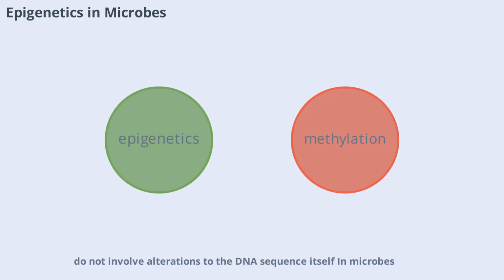In microbes, epigenetic mechanisms include DNA methylation and modification of proteins associated with DNA. These changes can affect how genes are turned on or off, influencing microbial behavior and adaptation.